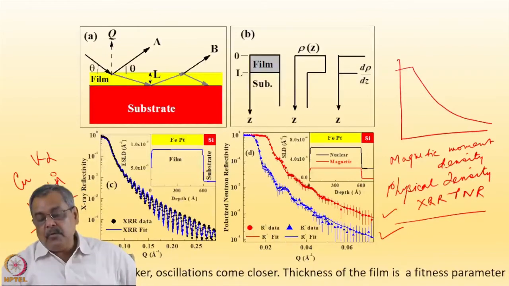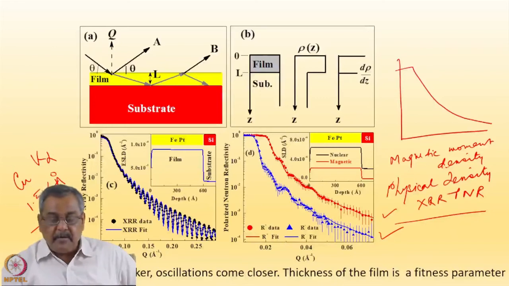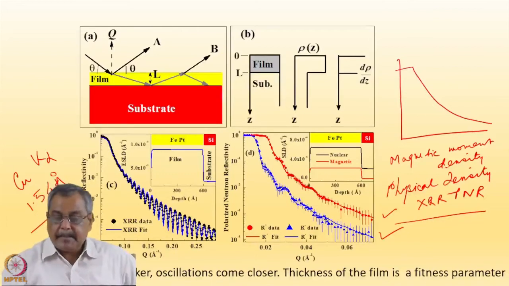So all these parameters have been extracted for these experiments, and usually when you make a film, before you take it to polarized neutron reflectometry, it makes sense to do the XRR on the same film, provided it's a high Z material film, and not a biological film which has hydrogenous or deuterium material, because in that case XRR will not give you anything.